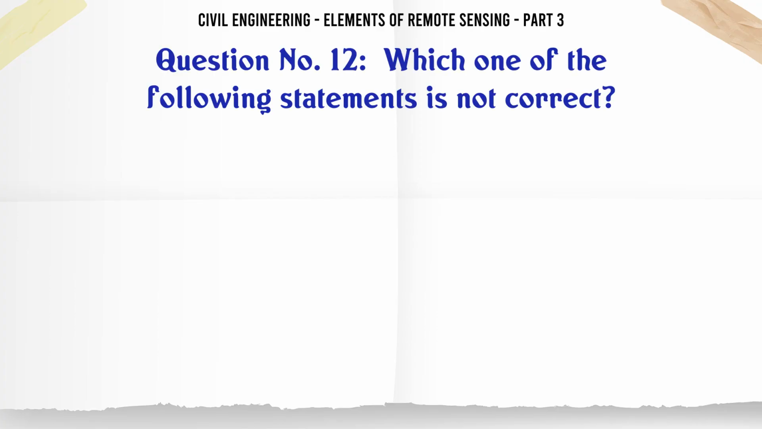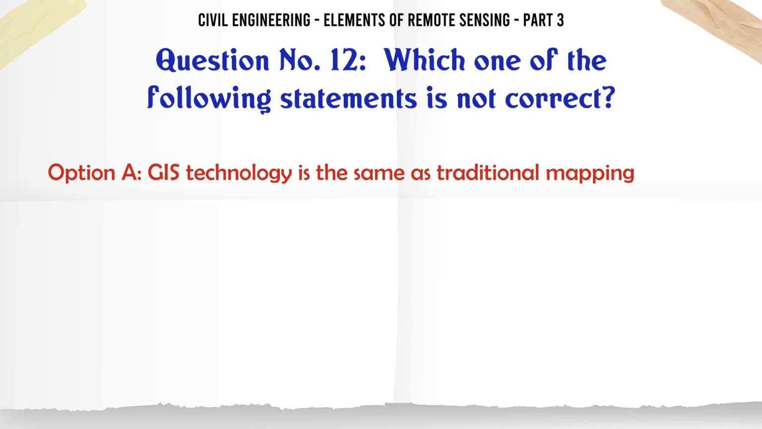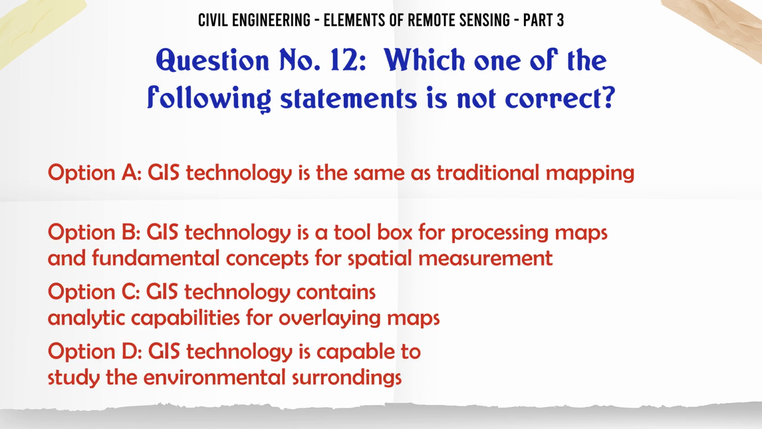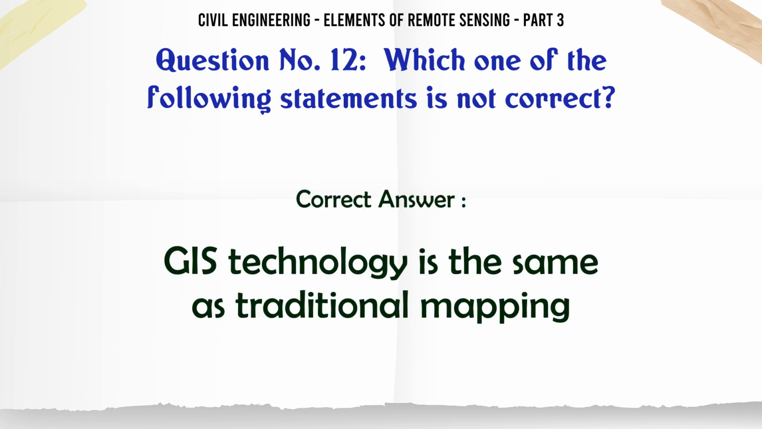Which one of the following statements is not correct? A. GIS technology is the same as traditional mapping. B. GIS technology is a toolbox for processing maps and fundamental concepts for spatial measurement. C. GIS technology contains analytic capabilities for overlaying maps. D. GIS technology is capable of studying the environmental surroundings. The correct answer is GIS technology is the same as traditional mapping.